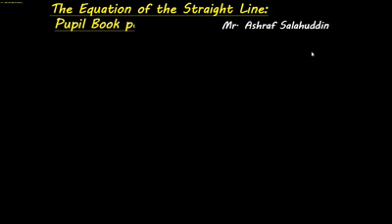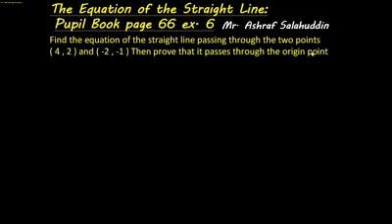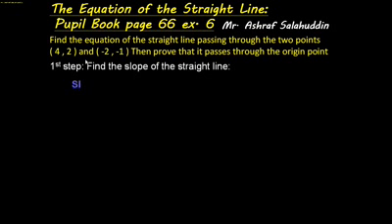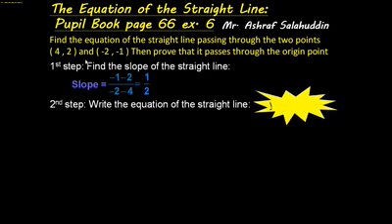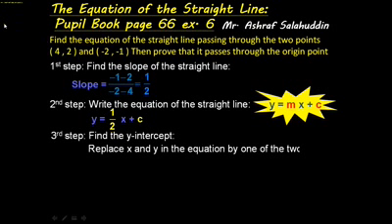Third question, it's pupil book page 66, exercise 6. Find the equation of straight line passing through the 2 points (4, 2) and (negative 2, negative 1), then prove that it passes through the origin point. The first part is a simple question. I'm going to find the slope using the rule of the slope. The slope is half. Write the equation, y equals mx plus c. So y equals half x plus c. Replace x and y by one of the 2 points to find the y-intercept.